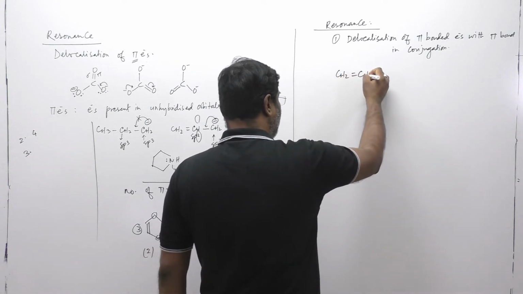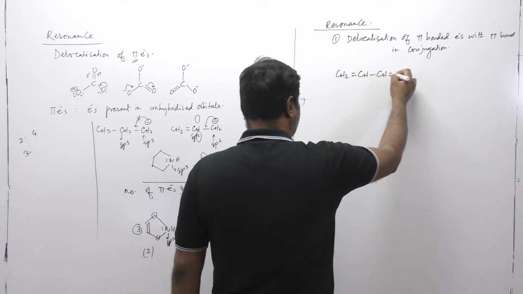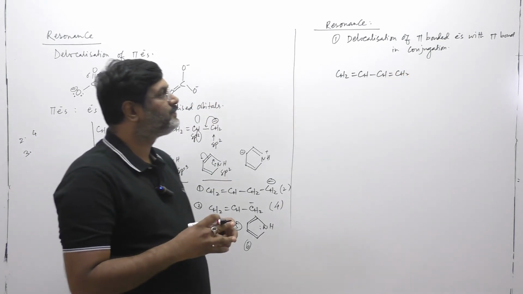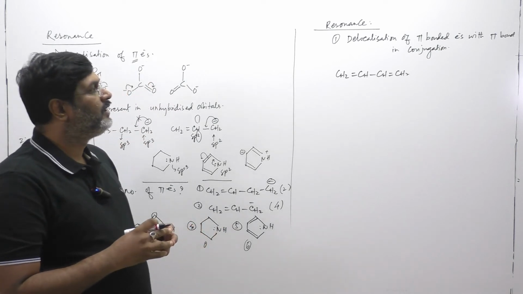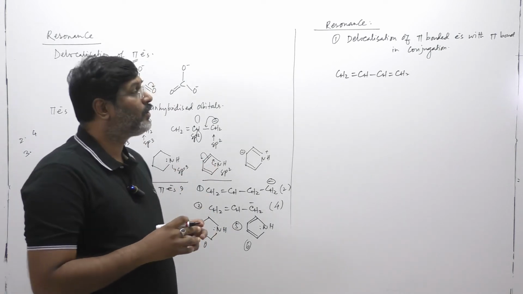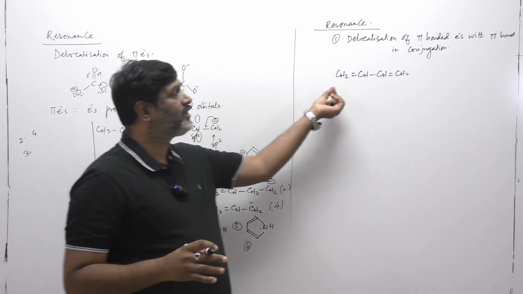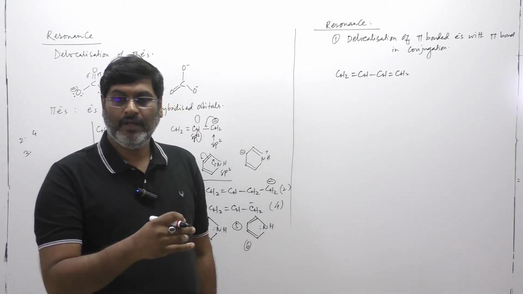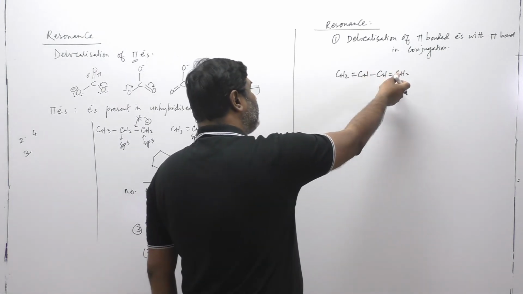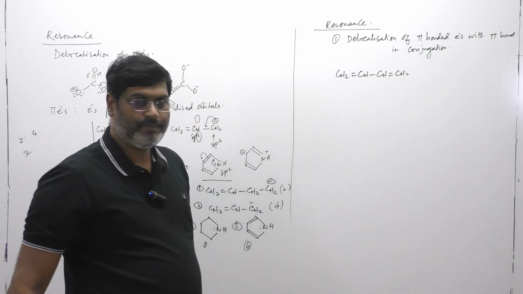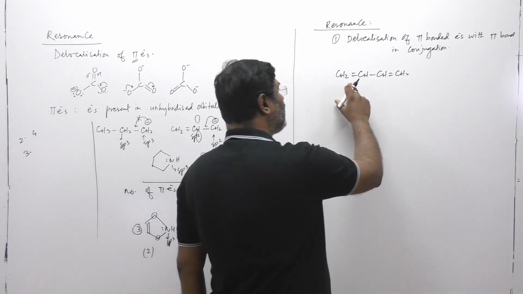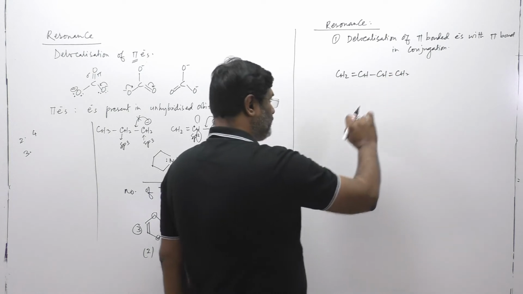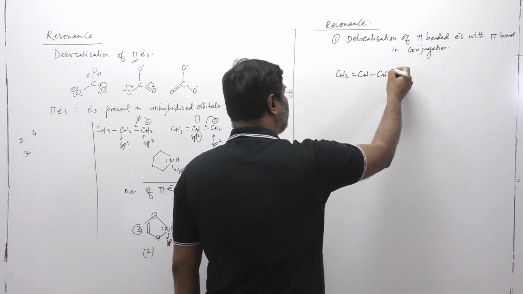CH2 double bond CH, CH double bond CH2. This one, I say, is delocalization here. This is a conjugated system. Double bond is there, pi bond is there, again leaving one, again pi bond. Here pi bonded electrons undergo delocalization with the other pi bond. How do we break this one?